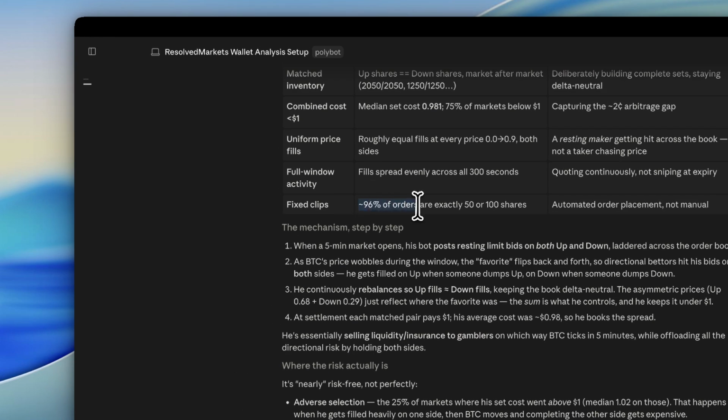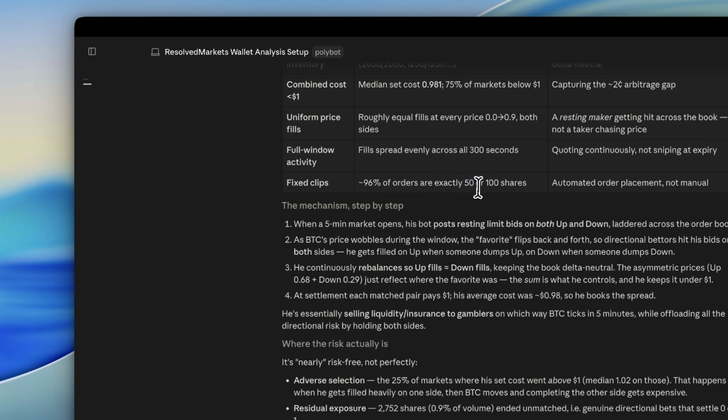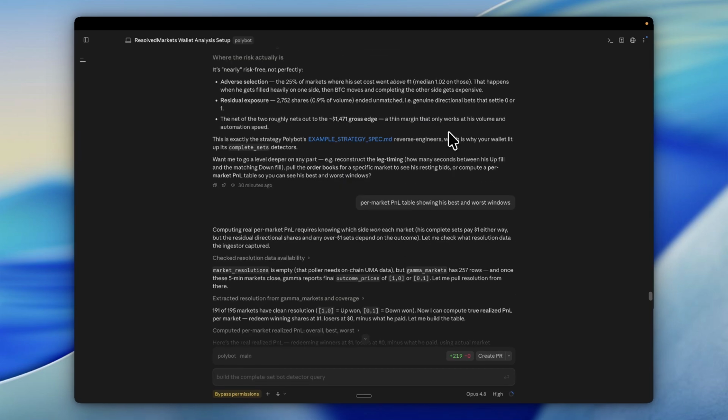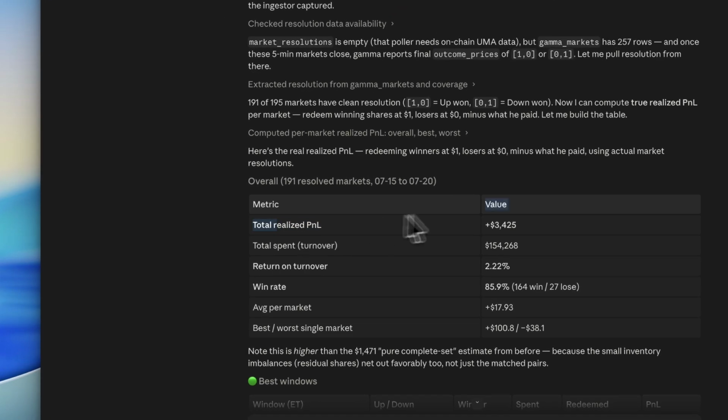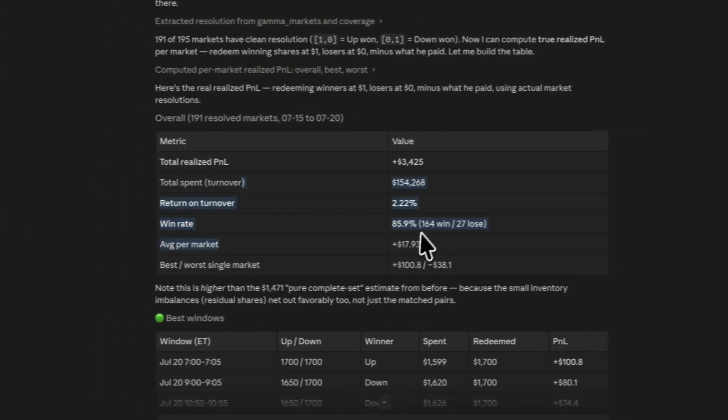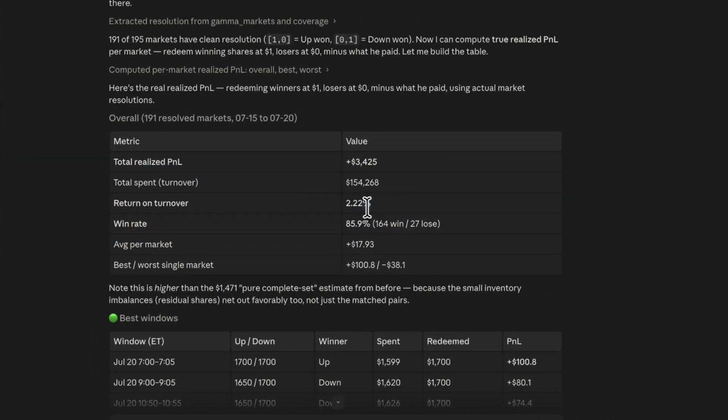So again, 96% of the orders are like that. This just means it's automated, right? And if you can see, his total realized P&L is $3,000. This is his return on turnover, right? Which is insane, man. Like 2.2% every 5 minutes. It's insane, insane, right?